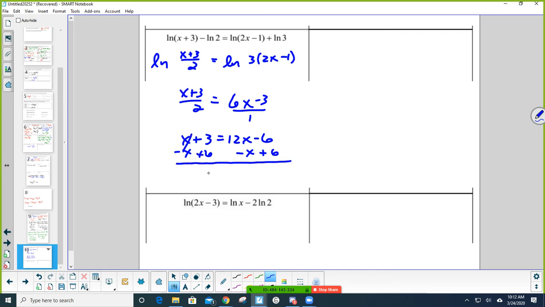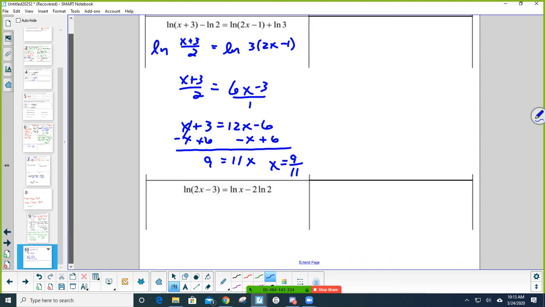Those go away. 9 equals 11x. Divide both sides by 11. X equals 9 over 11. So you can come in here, you can sub it in again and check it. And if this side equals that side, you're good to go.